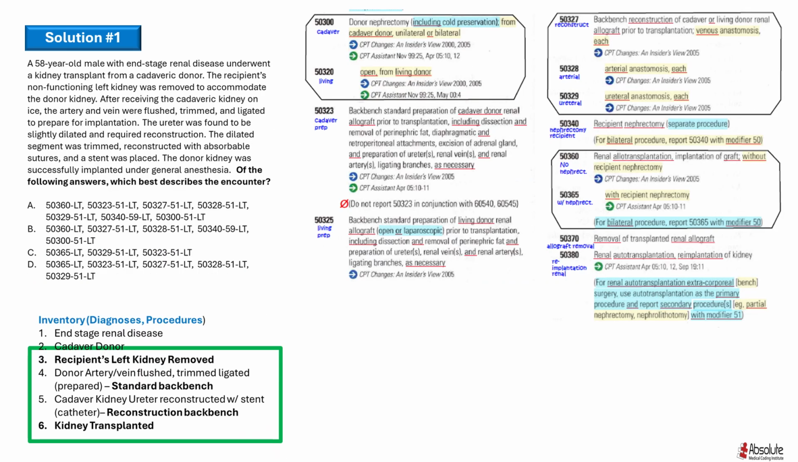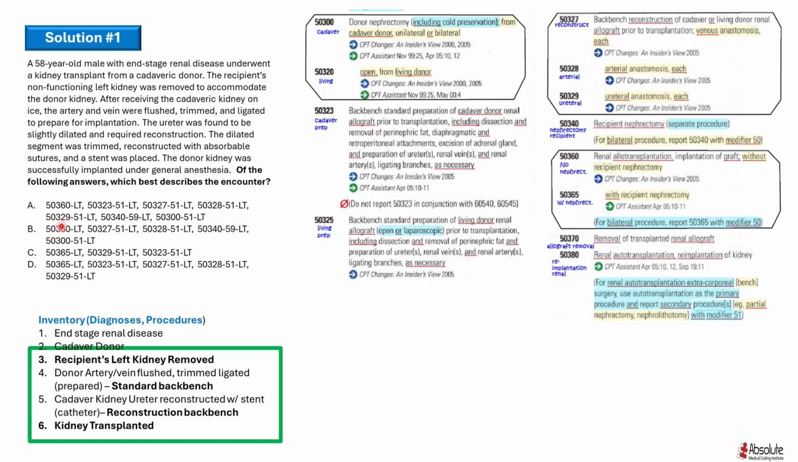Now we're ready to look up our codes, and essentially, guidelines and forensic reading will drive this answer. It will drive you right to the correct answer. So we said that 50360 is incorrect, and it's found at both A and B. 50360 is the code for renal allotransplantation, a kidney transplant of graft without recipient nephrectomy. We know this is incorrect because a recipient nephrectomy took place, right?